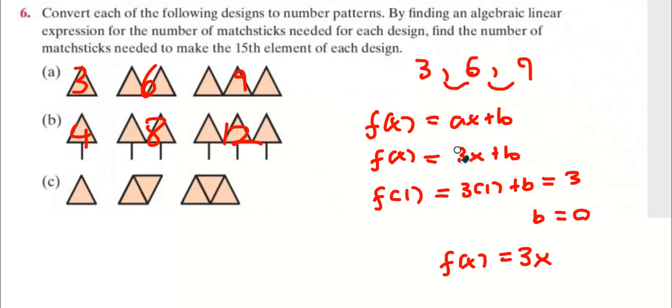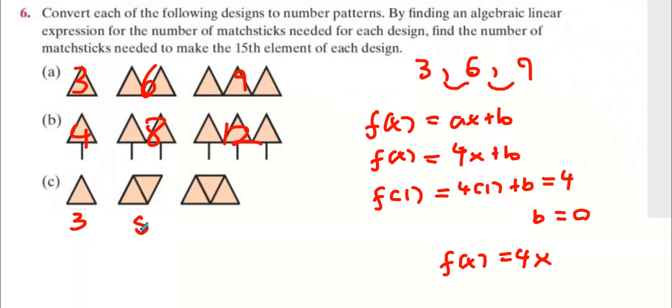If I wrote this out, that'll be 4x plus b. And then it's going to be 4 times 1 plus b. And how many are in the first one? 4. And once again, you can see that b will end up being 0, and we'll end up turning that into 4x. Is that okay with you guys? I think the next one works out slightly differently though.